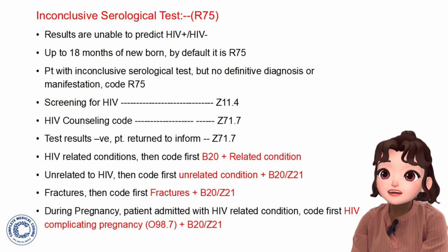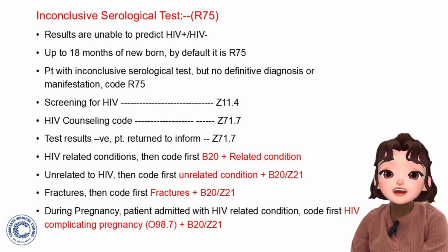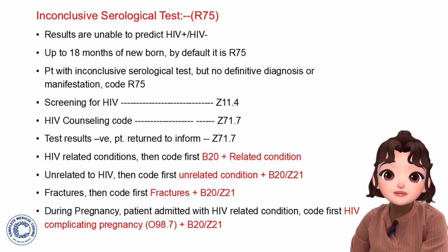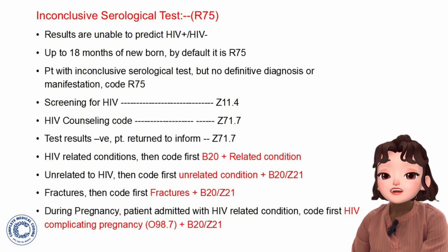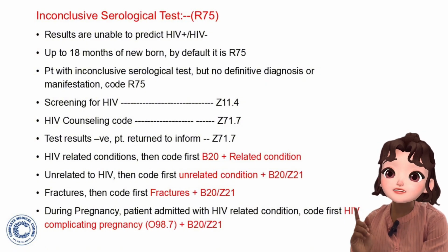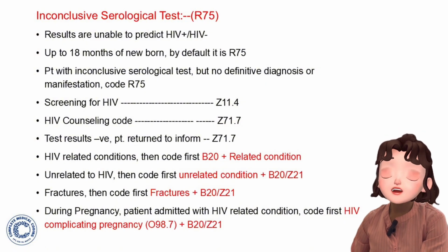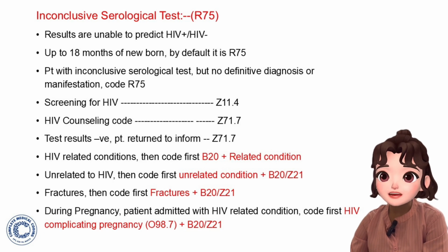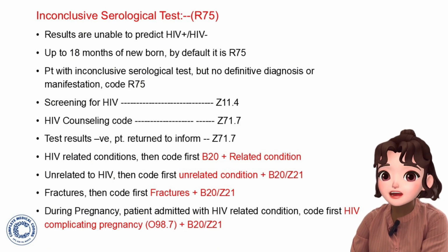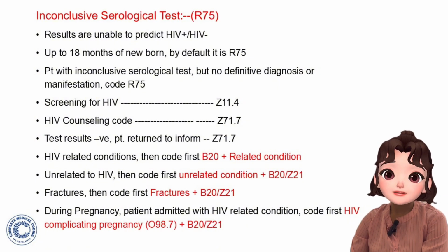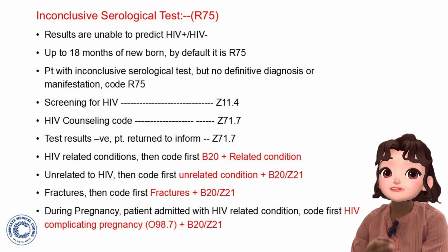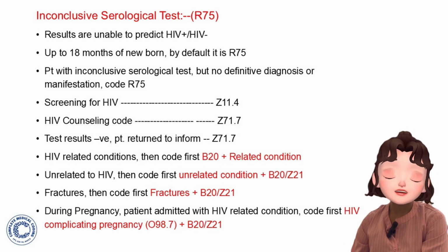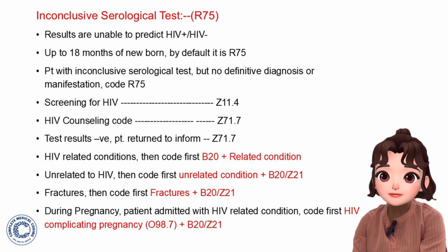Now, HIV related conditions. If it is an HIV related condition, code first B20 followed by the related condition. And if it is unrelated to HIV, you have to code the unrelated condition first followed by symptomatic or asymptomatic HIV. As I mentioned in the previous slide, these are the codes. Now, fractures. If a patient is admitted with a fracture, you code the fracture code first, then code symptomatic or asymptomatic HIV.